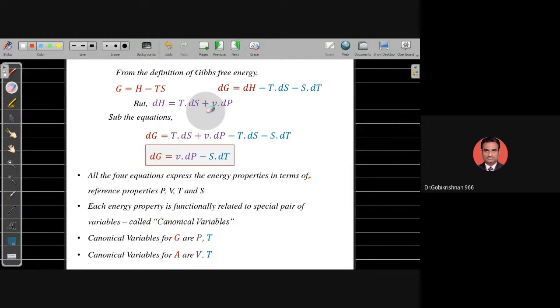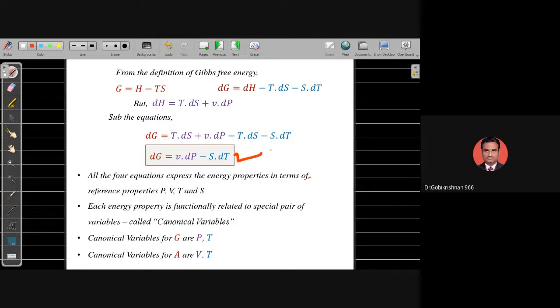This is from the definition of the Helmholtz free energy. Therefore, G is equal to H minus TS, and dG is equal to dH minus T dS minus S dT. That's all. Substitute, and ultimately I got the expression.